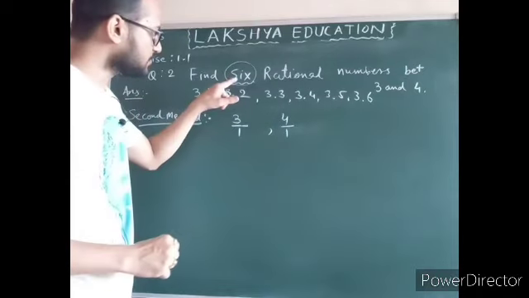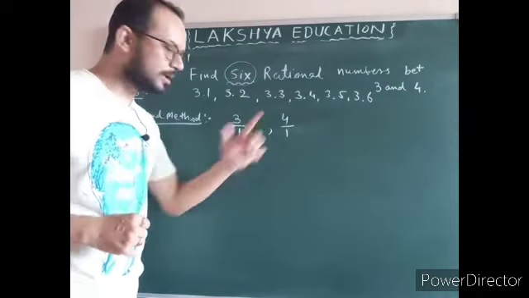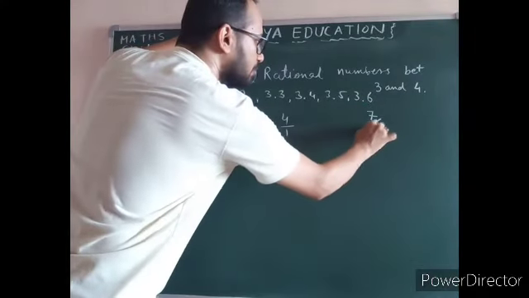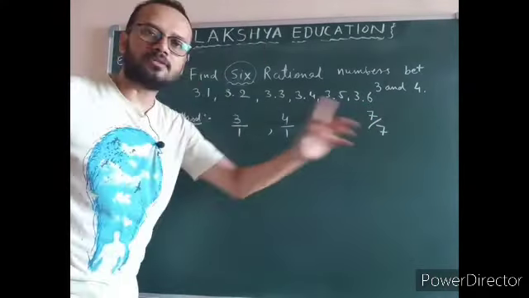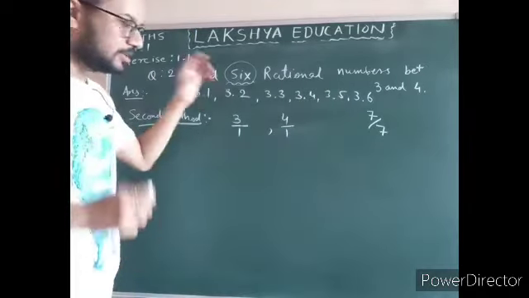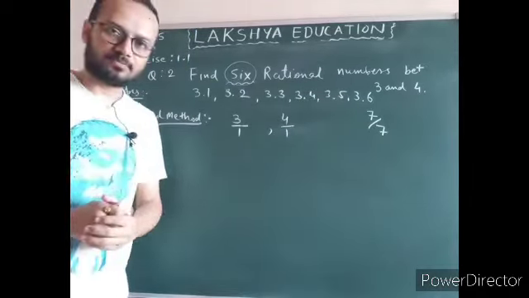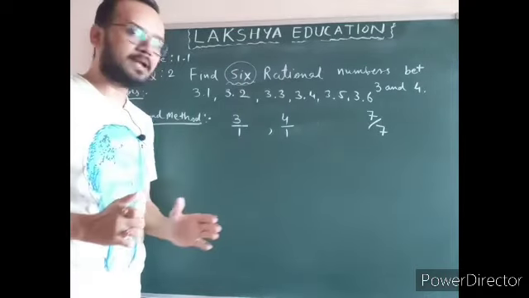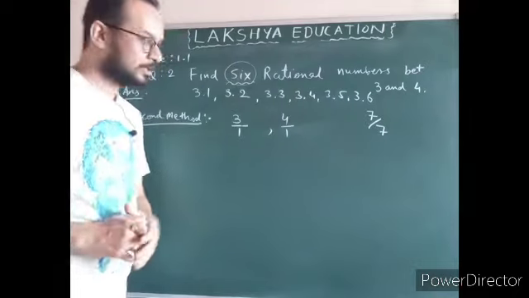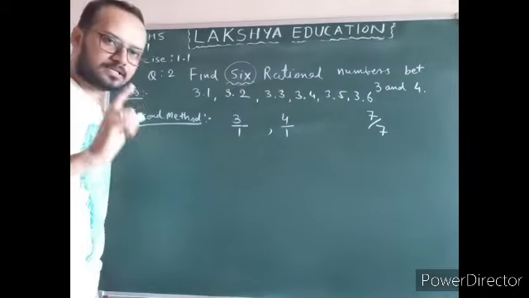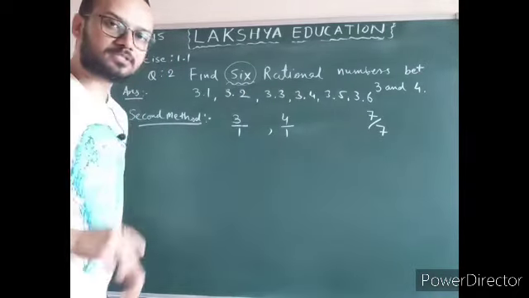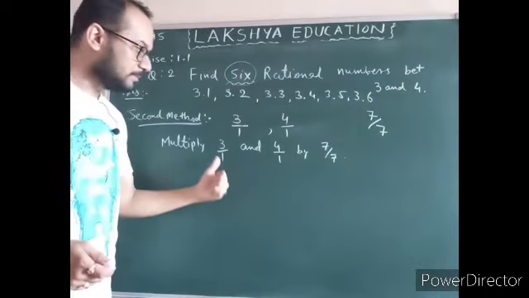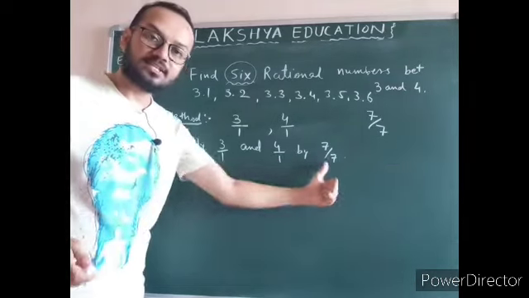So once again, as we have to get 6 numbers between these two numbers, 6 plus 1, 7, it means you should multiply both of these numbers by 7 upon 7. If you had to find 8 numbers between these two numbers, then 8 plus 1, 9. You had to multiply by 9 upon 9. Let us see here. For 6 rational numbers, we will multiply both of these numbers by 7 upon 7. So we will multiply 3 by 1 and 4 by 1 by 7 upon 7.